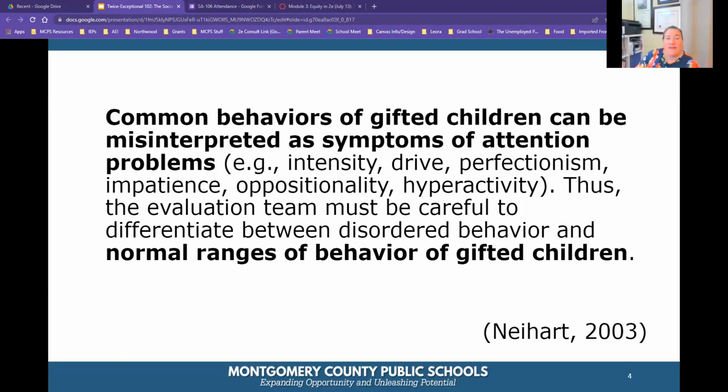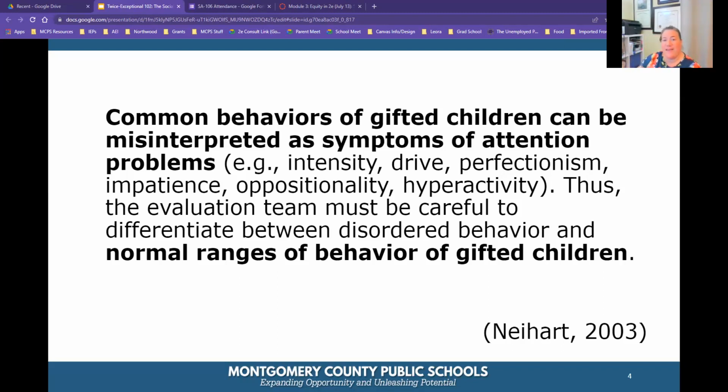So one thing that we did talk about last week was misdiagnosis, and one part that we talked about was misinterpretation. The section I didn't go over last week that's in this presentation is about how we can misinterpret symptoms or behaviors. So what I want to do is a side-by-side comparison of the difference that we can see between gifted and twice exceptional kids.